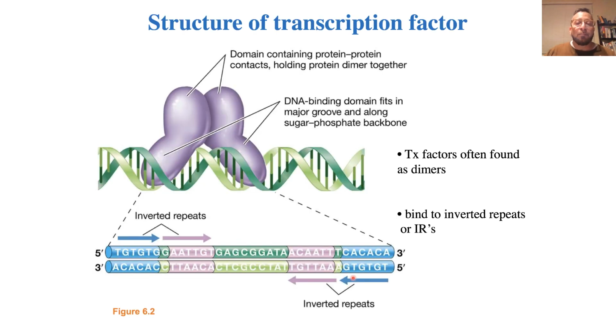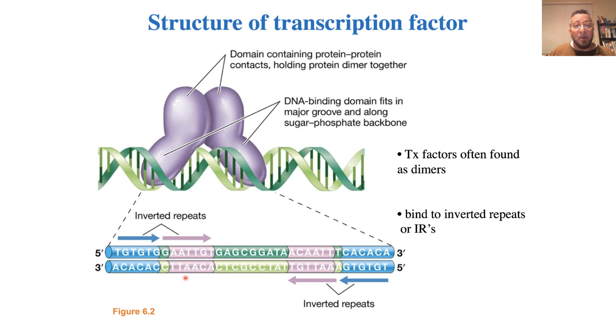So here's an example of that. In this image, we have a transcription factor that has dimerized, because oftentimes they need to dimerize in order to be effective. They have a dimeric domain that allows protein-to-protein contacts that holds the protein dimer together, and at the other side, they have a DNA binding domain that can bind to the major groove or along the sugar phosphate backbone.